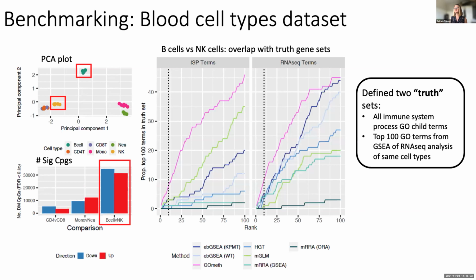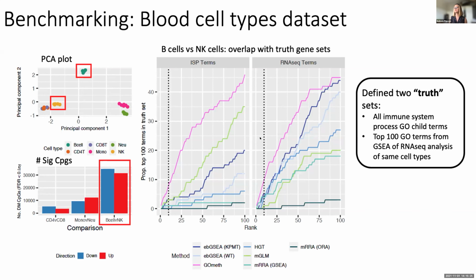Then we ran all the methods, and we ranked the gene sets from most significant to least significant, and we looked at the top 100. As we went down the list, we calculated the overlap with the true gene set. So what we want to see is that the lines on the top are the methods that work the best.